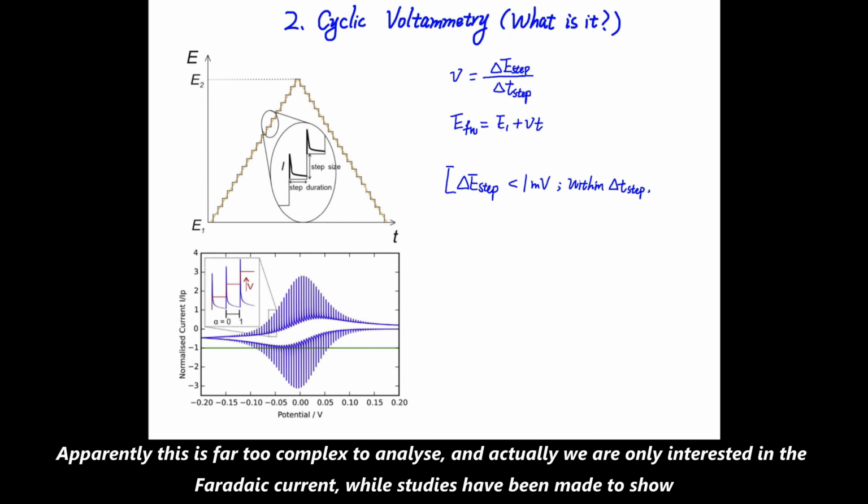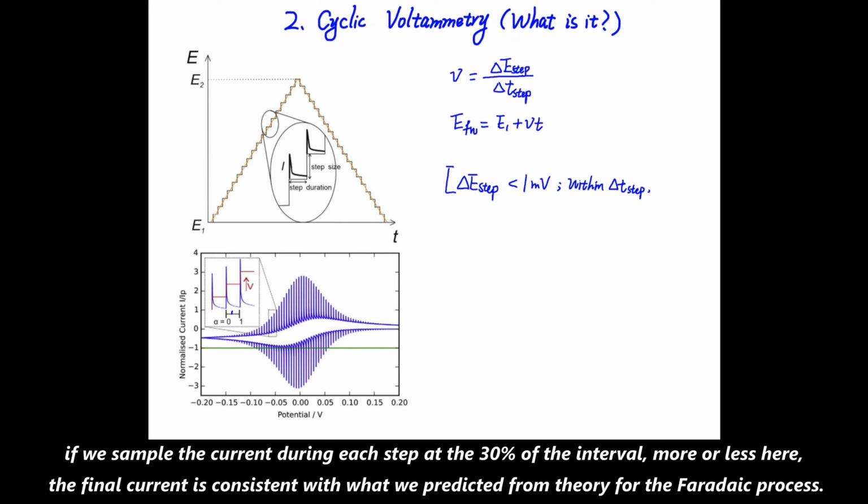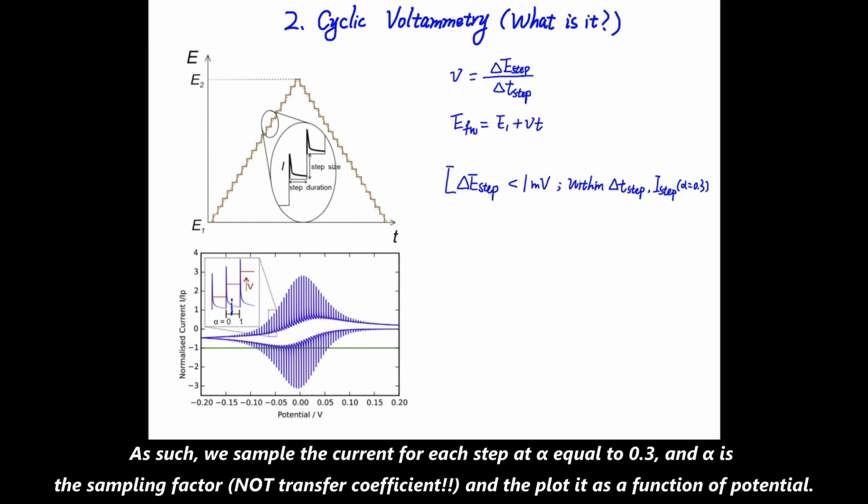Studies have shown that if we sample the current during each step at 30% of the interval, more or less here, the final current is consistent with what we predicted from theory for the Faraday process. As such, we sample the current for each step at alpha equals 0.3, where alpha is the sampling factor, and then plot it as a function of potential. We would have a curve like this, and this looks very much like a typical cyclic voltammogram.